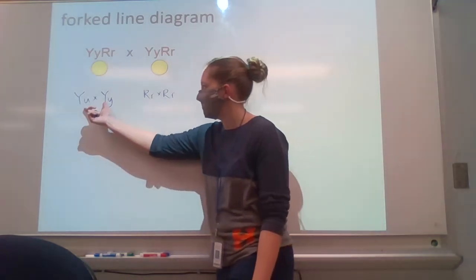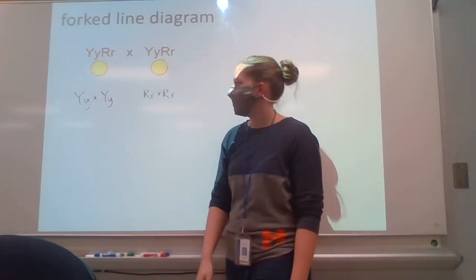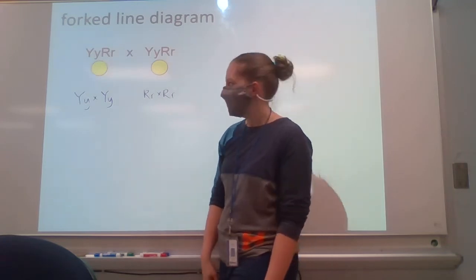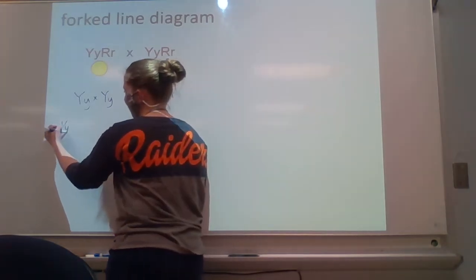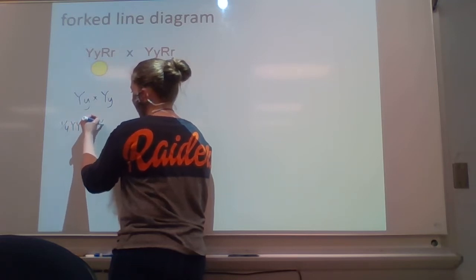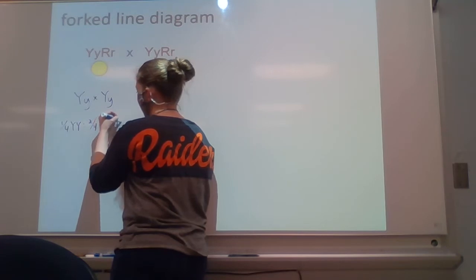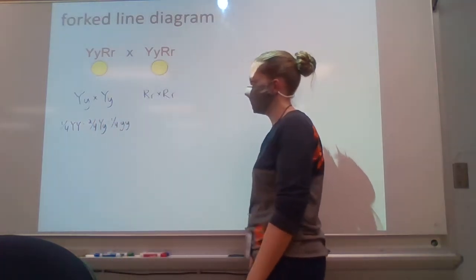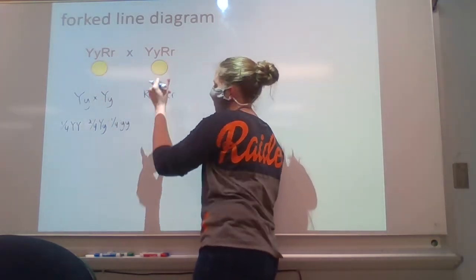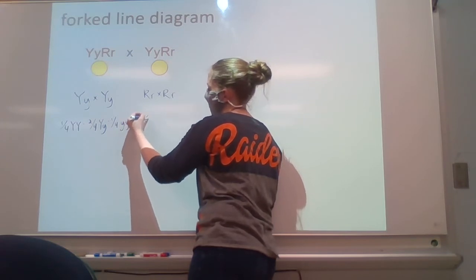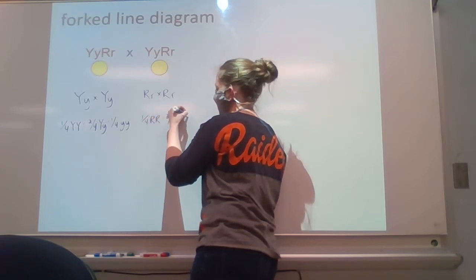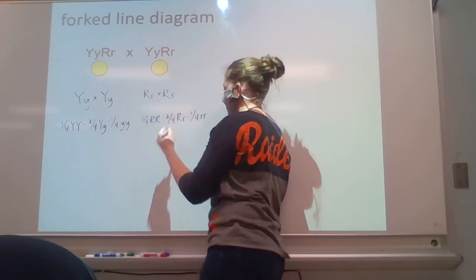These are two heterozygous parents. What's the genotypic ratio always going to be for two heterozygous parents? 1 to 2 to 1. So 1 out of 4 is going to be homozygous dominant, and 2 out of 4 are going to be heterozygous, and 1 out of 4 is going to be homozygous recessive. Same thing for my other trait, since both parents are also heterozygous for that trait. 1 out of 4 offspring are going to be homozygous dominant, 2 out of 4 heterozygous, 1 out of 4 homozygous recessive.